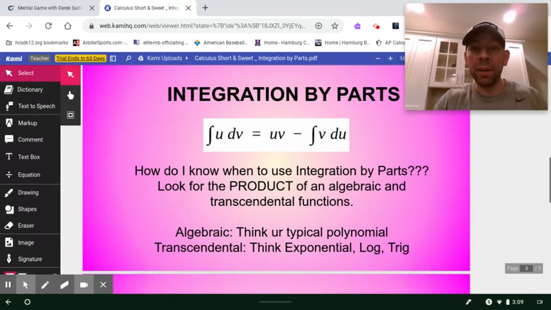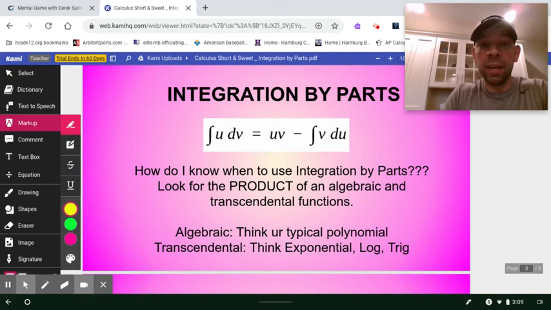So integration by parts, first of all, how do I even know when to use it? I think that's half the battle. Can I just get away with a traditional u substitution, or do I actually have to use this big bear integration by parts? The key is you want to look for the product. Okay, you want to look for the product between an algebraic and a transcendental function.